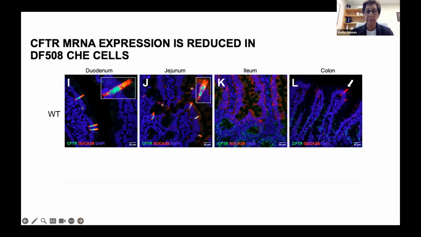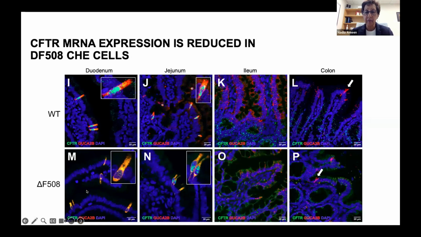And what about both GUCA2B and CFTR, similar to what Hans did in the human? In the wild type, you can see in the merged image CFTR and GUCA2B, both in the duodenum and in the jejunum in these cells, but you can also see some lower levels of GUCA2B expression in the epithelium. These cells, as I showed before, are absent in the ileum and colon, but you can see GUCA2B-positive cells in the colon, in the absorptive epithelium. These are the BEST4-positive cells that were shown by others.